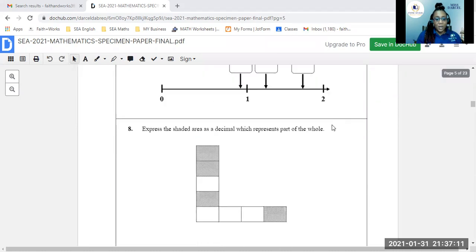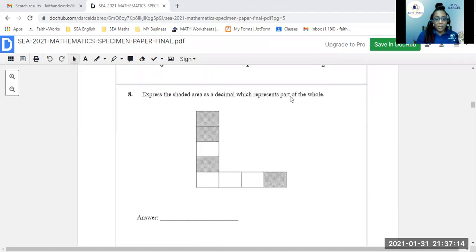All right, next one. Ooh, express the shaded area as a decimal, which represents part of the whole. Again, we're looking at part of a whole, but keyword clues. Express the shaded area as a decimal, right? So we have to do some conversion. We could start as a fraction and then change it into a decimal. So we have our part out of the whole. So let's count up what the total number of blocks are. 1, 2, 3, 4, 5, 6, 7, 8. 8 blocks. And let's count how many are shaded.